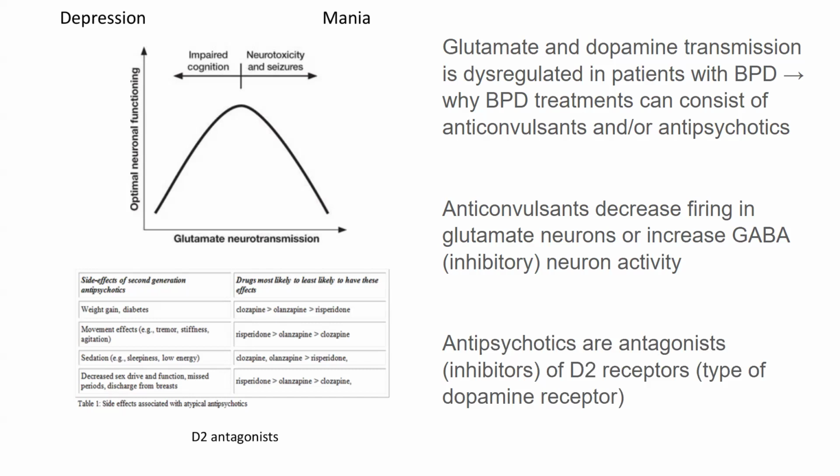And then antipsychotics are antagonists of D2 receptors, which is a specific dopamine receptor. You don't need to know what D2 receptors specifically do. You just need to know it's a type of dopamine receptor, and antipsychotics are modulators of the dopamine system. They're going to inhibit these receptors, which is going to improve symptoms of mania, because in mania, we see an increase of dopamine signaling, an increase of dopamine in the synapse.